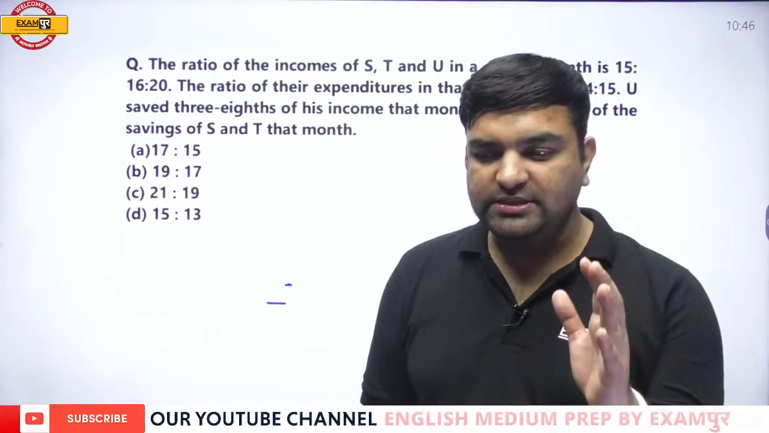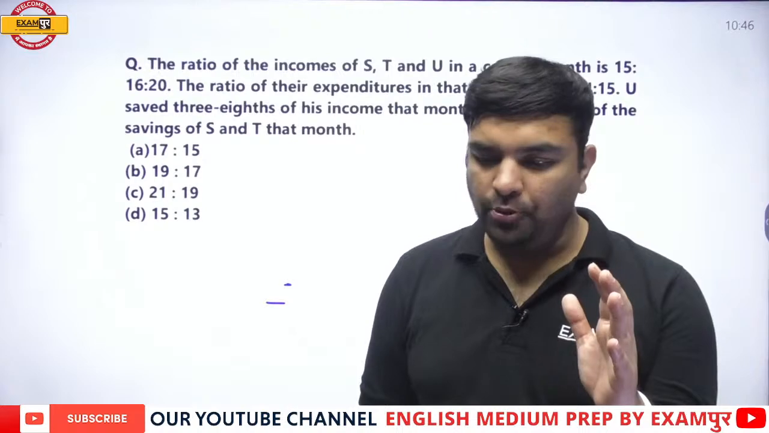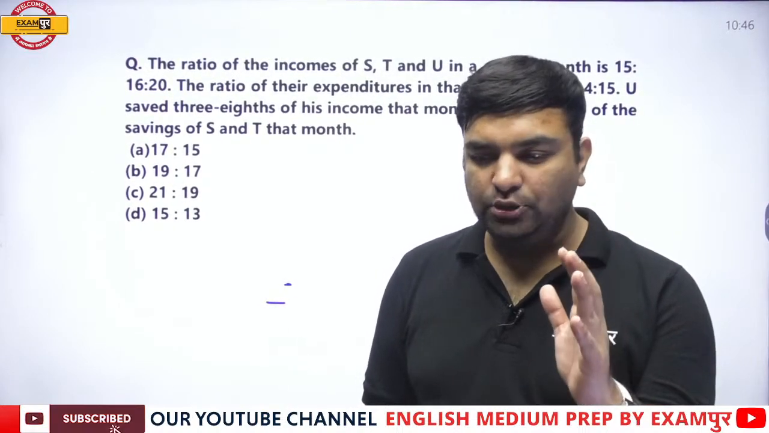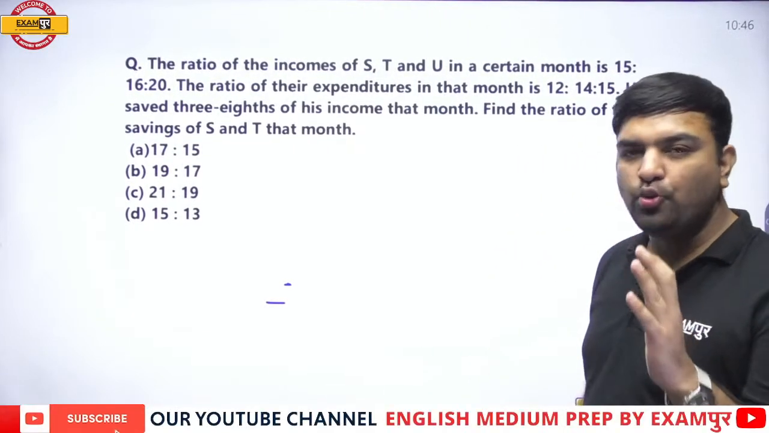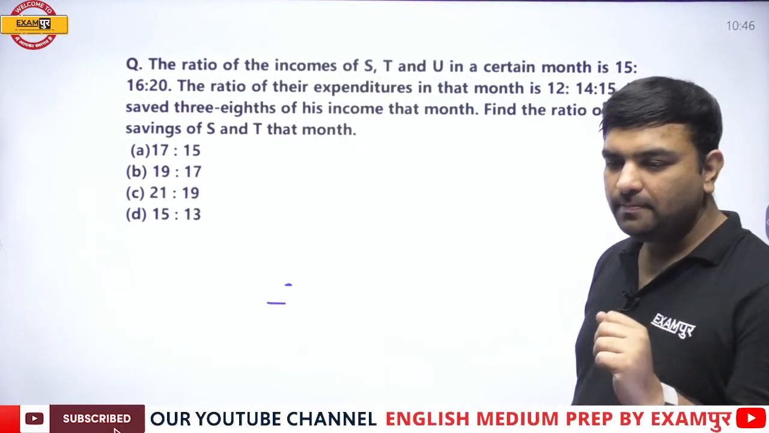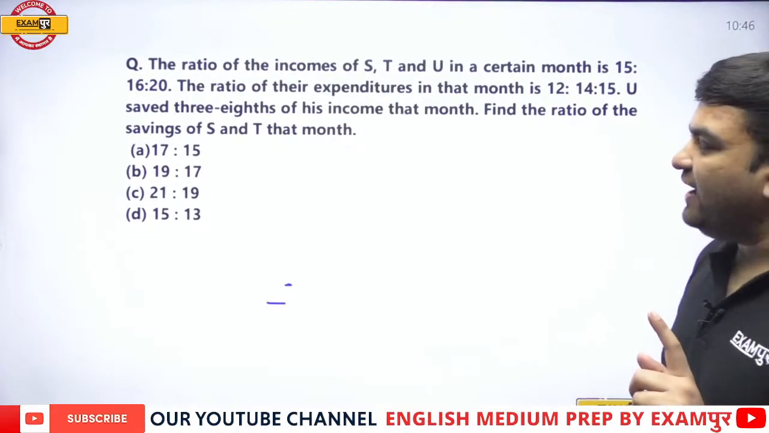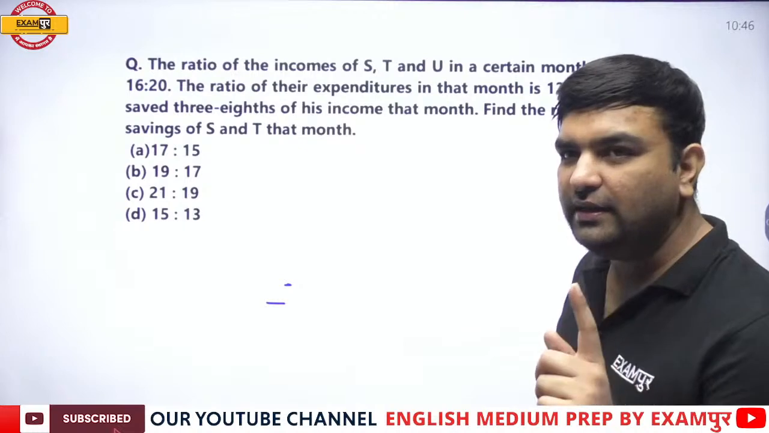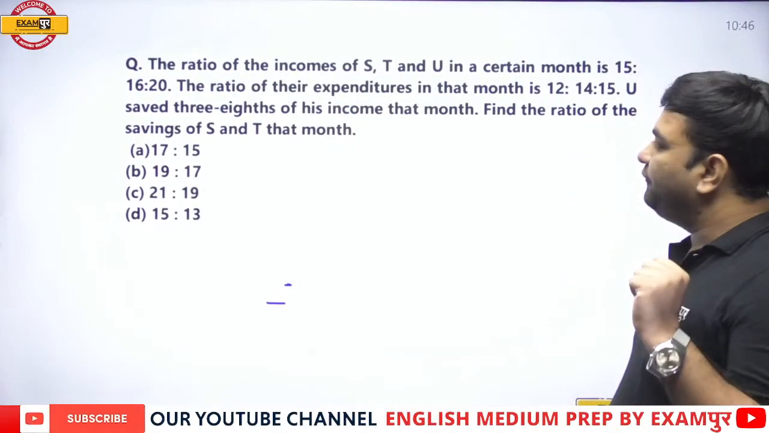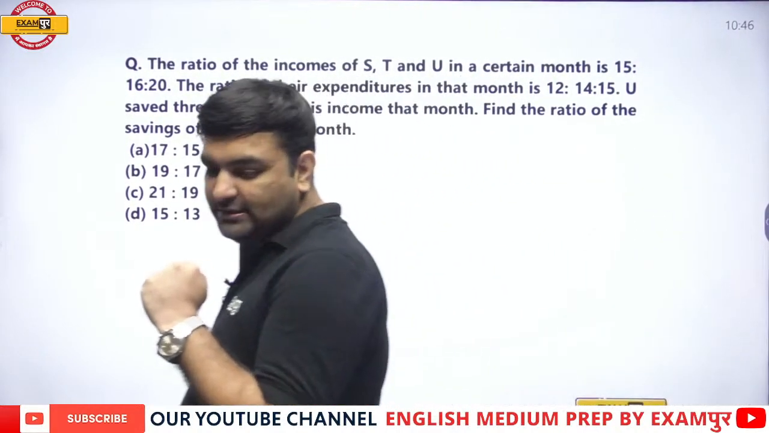Incomes of S, T, and U are given in the ratio 15, 16, 20. Their expenditures are given in the ratio 12, 14, 15. If U saved 3/8 of his income, find the ratio of the savings of S and T.